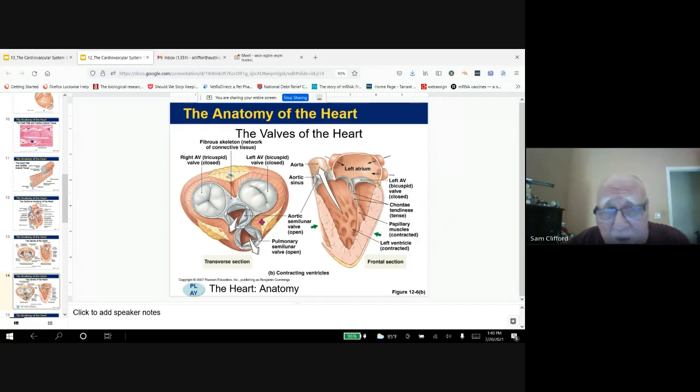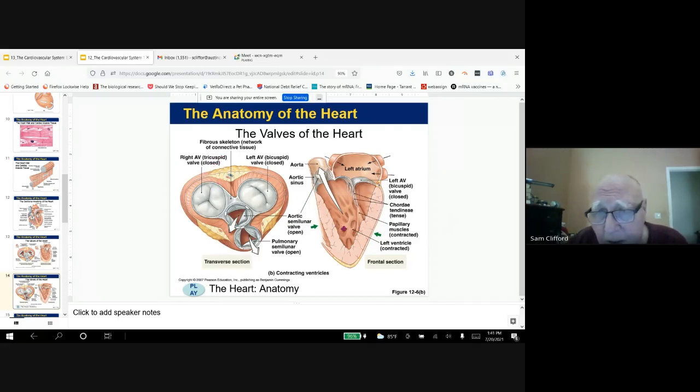Again, we have another view of the heart, of the valves. The bicuspid separates the left chambers of the heart. The right atrioventricular valve, notice it has 3 lobes. That's why it's called the tricuspid.